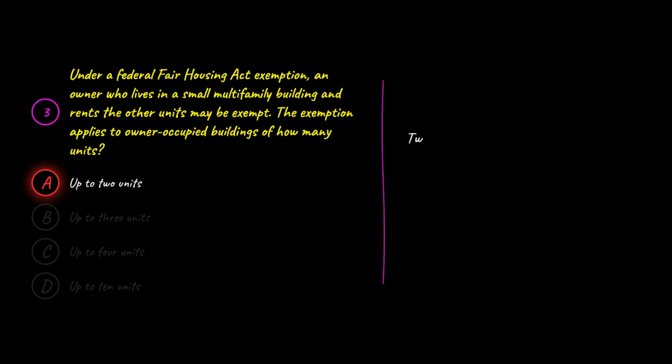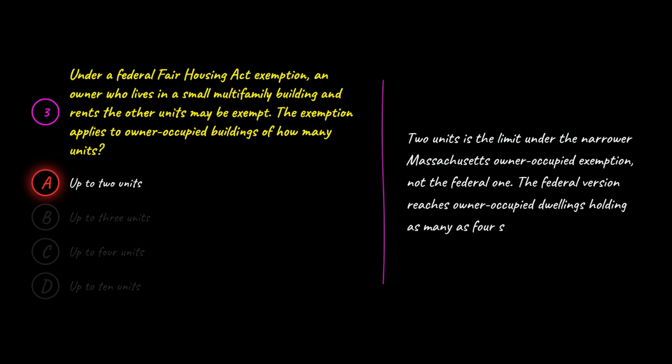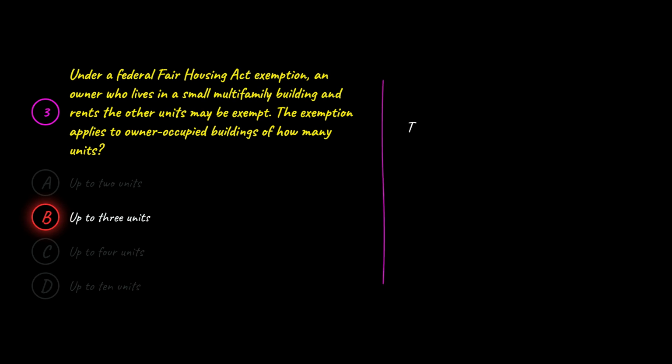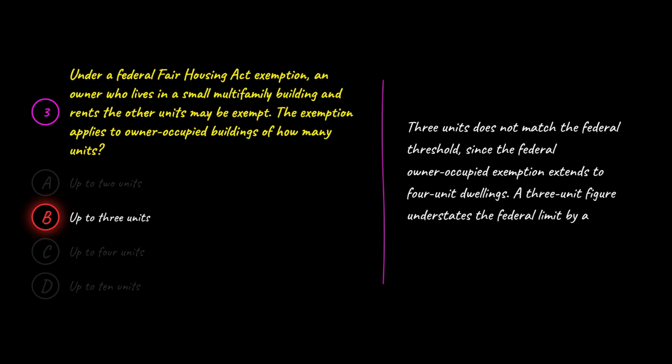A is wrong because 2 units is the limit under the narrower Massachusetts owner-occupied exemption, not the federal one. The federal version reaches owner-occupied dwellings holding as many as 4 separate units. B is wrong because 3 units does not match the federal threshold, since the federal owner-occupied exemption extends to 4-unit dwellings. A 3-unit figure understates the federal limit by a single unit.